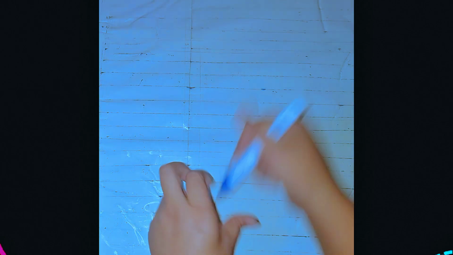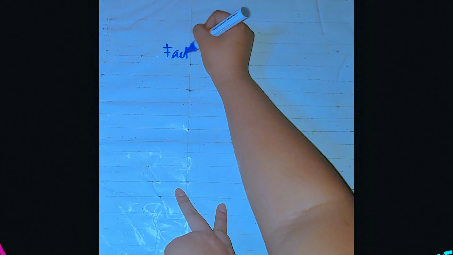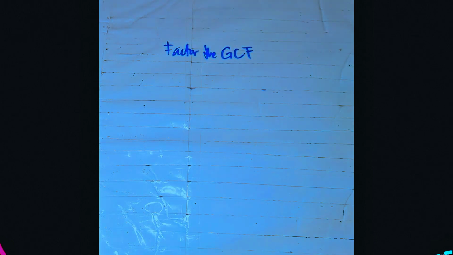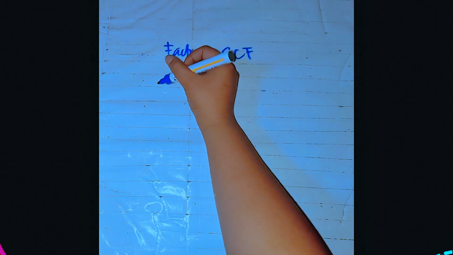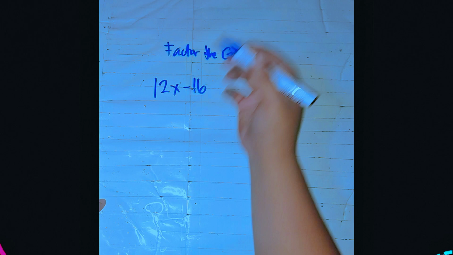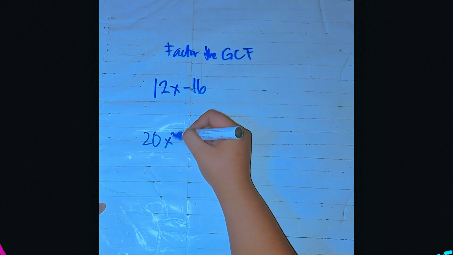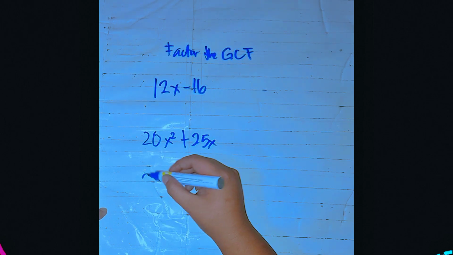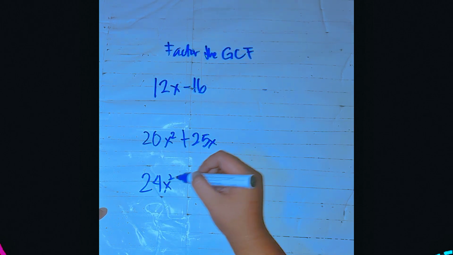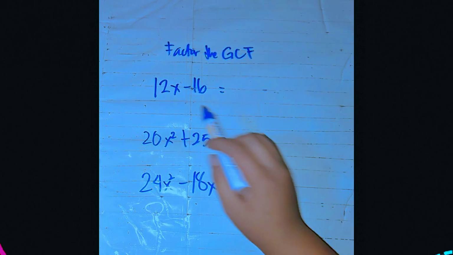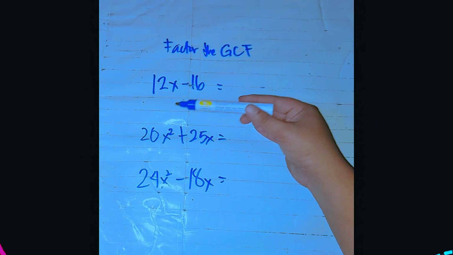Next topic, we're going to talk about how we factor the greatest common factor or the GCF. Let's say we have 3 binomials here. We have 12x minus 16, 20x squared plus 25x, and 24x squared minus 18x. We have to find the greatest common factor of each.